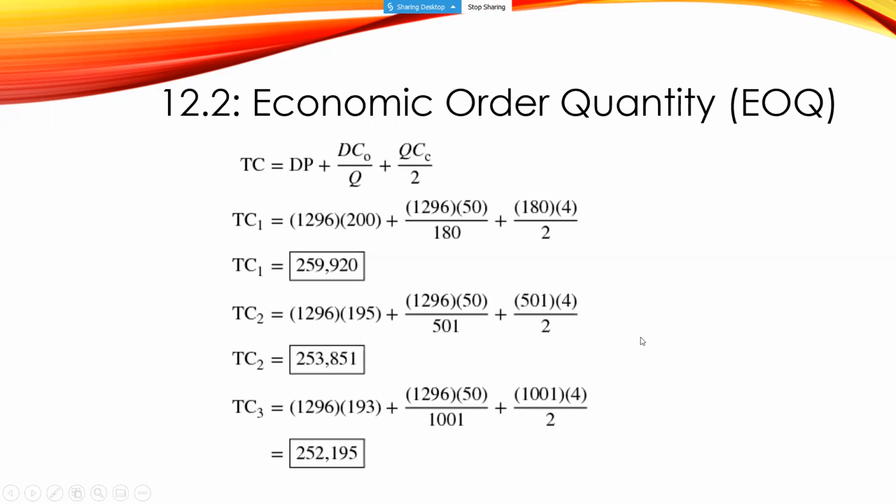So I ran through that calculation 3 times. That would be the total, our annual ordering cost plus our annual carrying cost plus the actual demand, annual demand times the unit price of goods. That's what DP is. The cost of ordering the goods, the ordering cost, and the carrying cost all summed together.